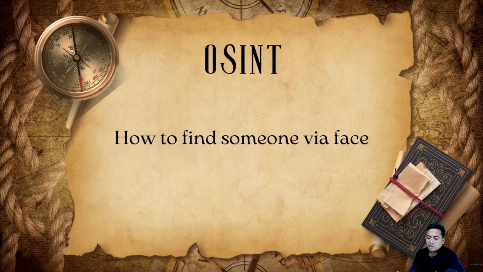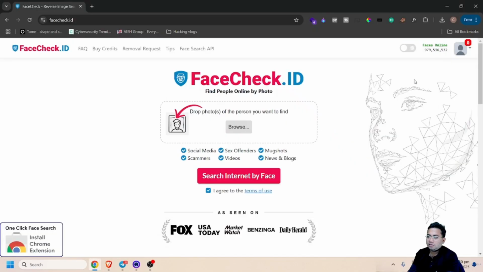For that, today I'm going to introduce you to a website. It's called facecheck.id, right? This is a very useful website. Usually, if you drop an image on this website, it will search multiple social media, scammer databases, databases for sex offenders, videos, mugshots, and news and blogs. On all these platforms, this is going to help you. So let's check an example.